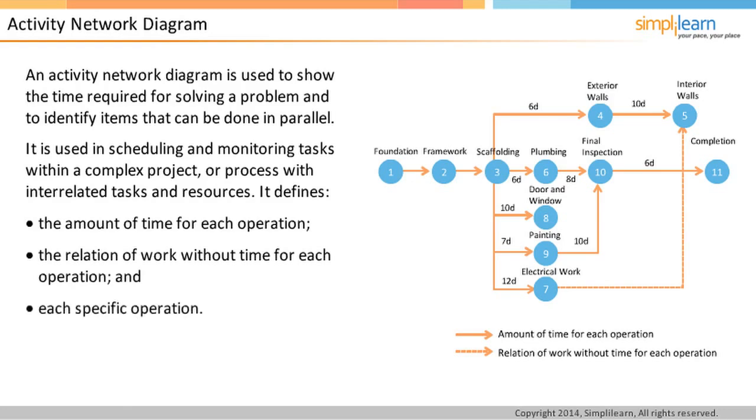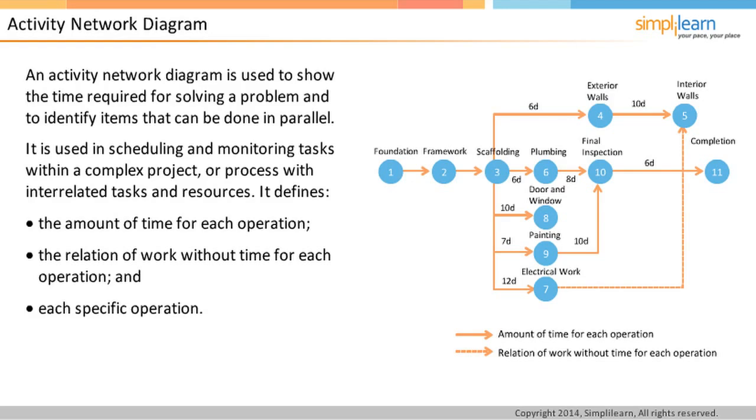So the time taken for an activity like foundation to scaffolding takes around 5 days plus 4 days, which is 9 days in total. The line joining electrical work and interior walls is dotted. This shows relation between them, but without any timeline. Basically, it means that electrical work has to be done before interior walls, but the time is either not important or not available. Let us proceed to the next topic of this lesson in the following screen.